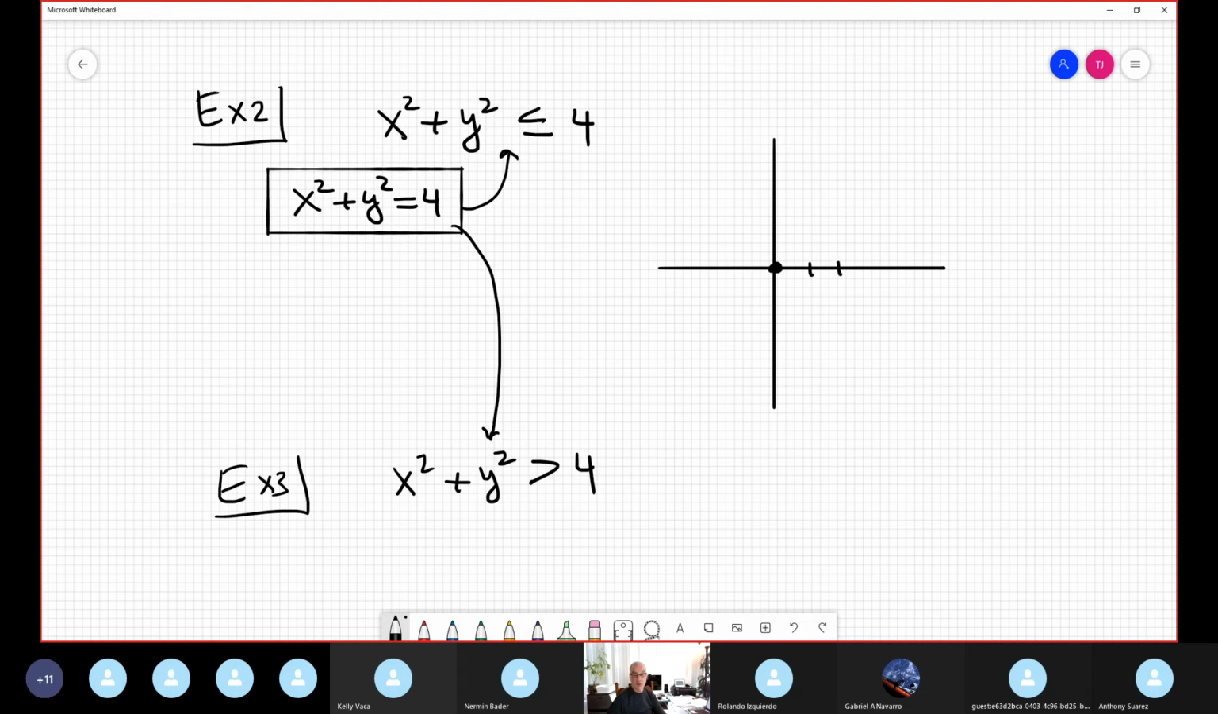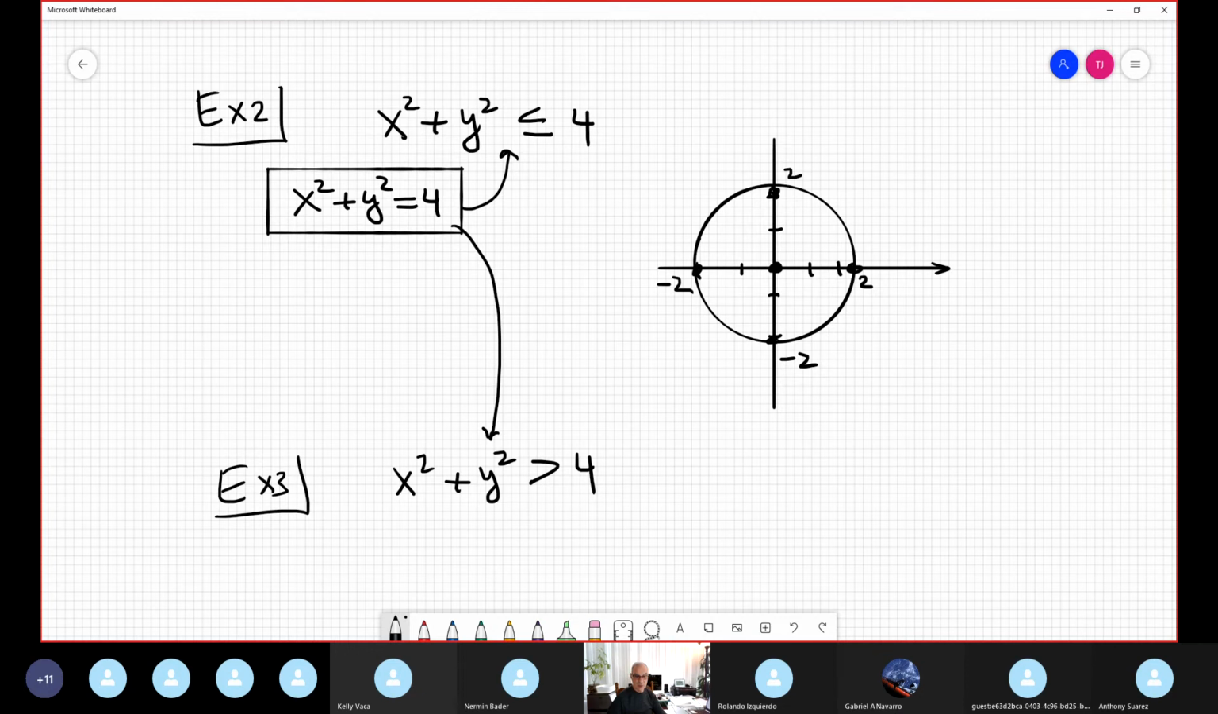Circle. Let me try to do my best. Don't worry, this way I'm doing better. This is 2, this is 2, this is negative 2, and this is negative 2. So this curve does not separate the plane into semi-planes; it separates into one closed figure. So maybe the solution is inside the circle or outside the circle.